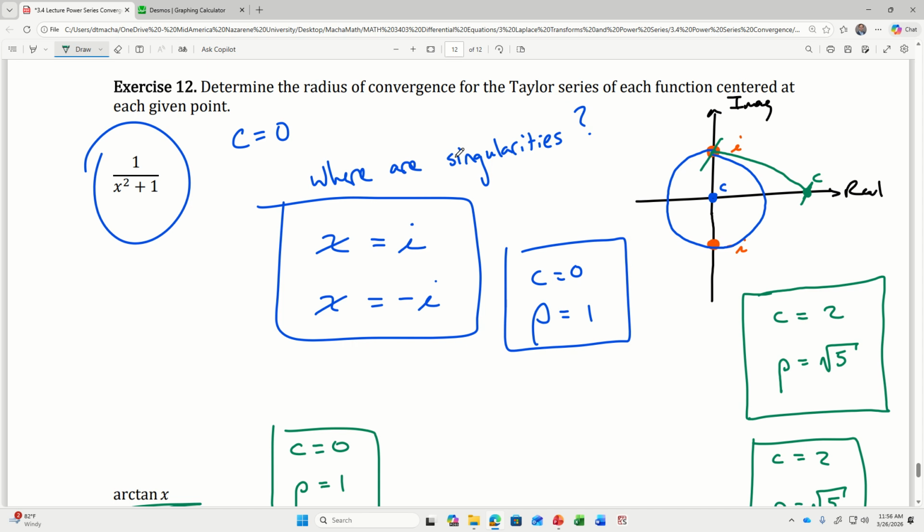But I'm looking forward to Monday, because I think it's actually kind of fun to find these power series solutions when we actually talk about the differential equations part.